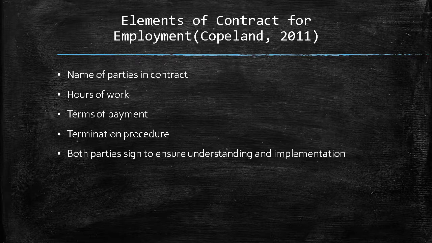But what he kind of considers as an element of a contract would be the name of each party in the contract, or the name of the employee, and then the name of the organization that they will be entering into a contract with. And then the hours of work, 9 to 5, 9 to 3, midnight to 4 a.m., whatever it is. And then the terms of payment, minimum wage and above, and then the termination procedure. And for that, it's really that California is an at-will employment state. So that means that any parties, as part of their contract, can end this contract at any time for any reason. And then both parties need to sign to ensure that they understand it and they will implement it. So the employee will show up when she is supposed to, and she will fulfill the essential job functions, and I will pay her for it.